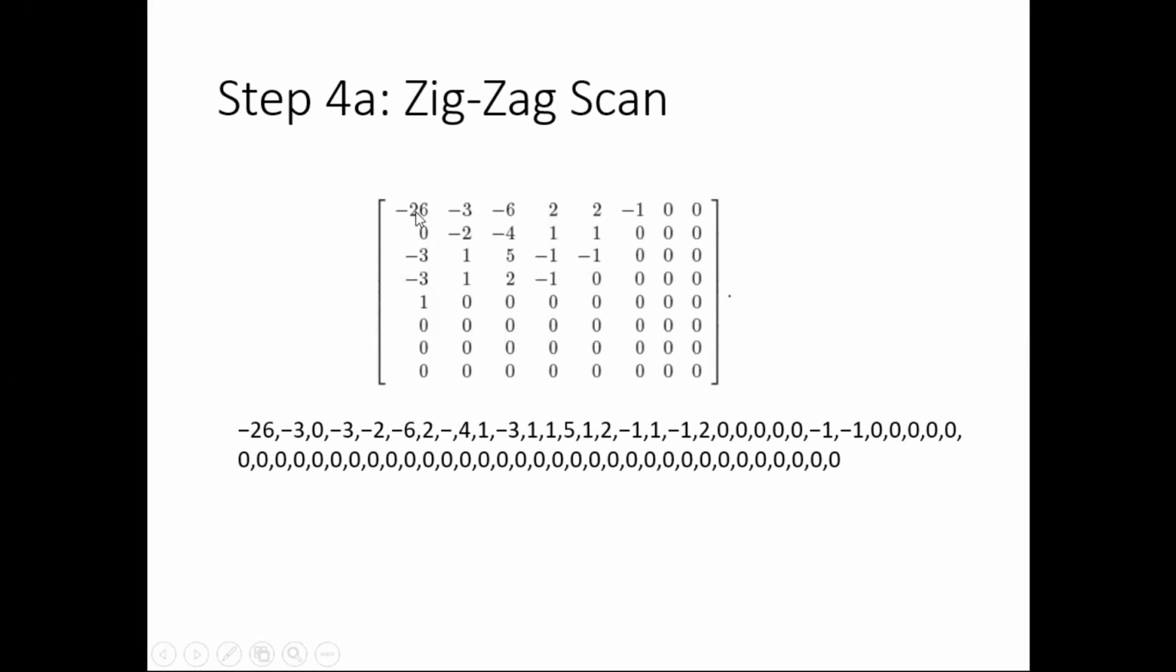See, 26, go in this direction, -3, 0, then go down, -3, -2, -6, 2, -4, 1, then -3, then go down, 1, and so on. Then finally we are ending with this number, right? Then we get a sequence of these numbers. We call this a 1 into 64 vector. This is the zigzag scan.